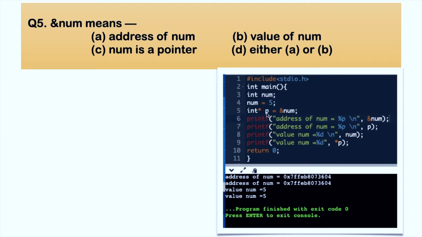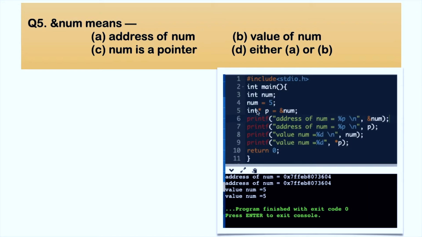So p contains the address of the variable num. So we have again printed. When we print any address, we use %p. So address of num is equal to %p, then p. In this case we see this same address is printed. And if we print simply num, %d num, then the value of num, that is 5, is printed.